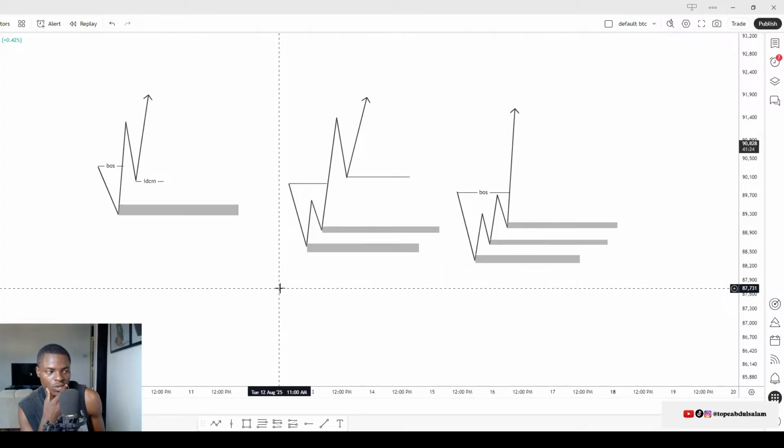That's what I want from you. This is the detail that I'm telling you. You draw it out. You mark your break of structure, point of interest, and BOS. And I want to teach you guys directional bias.